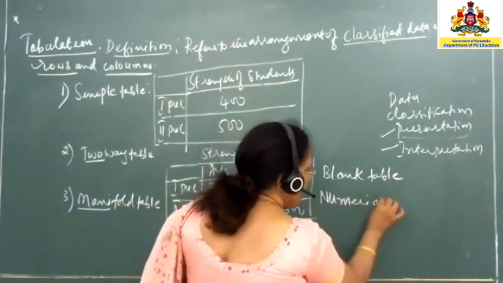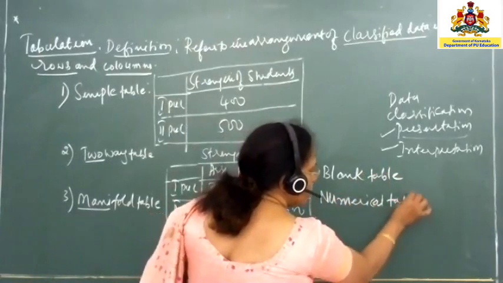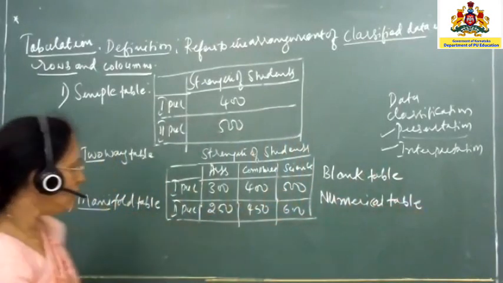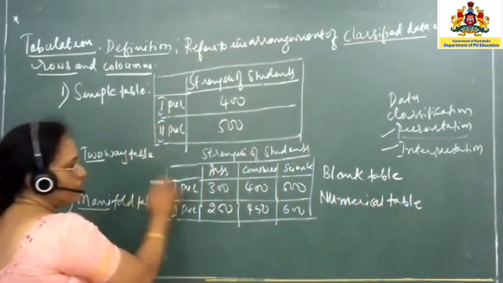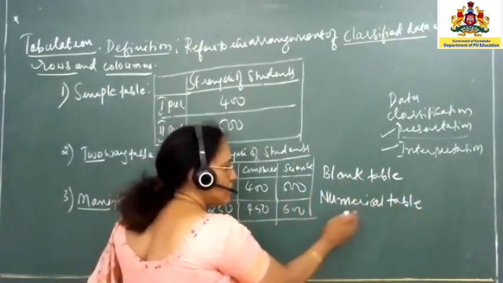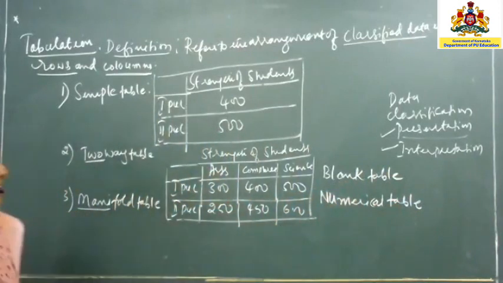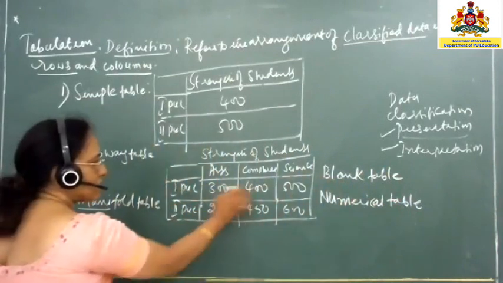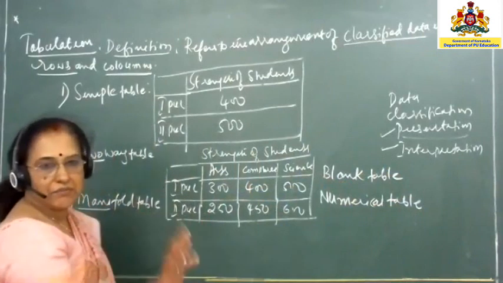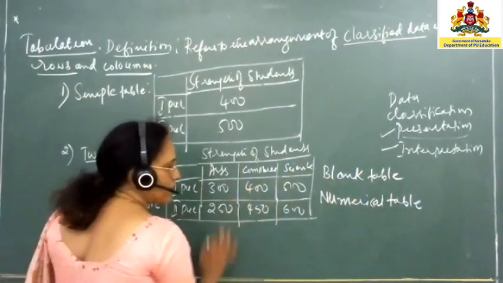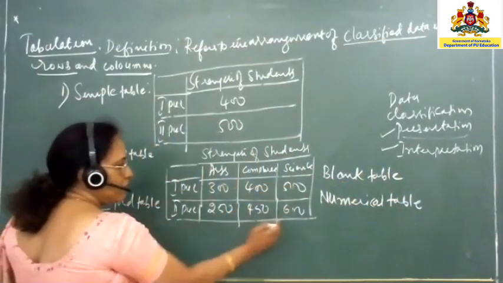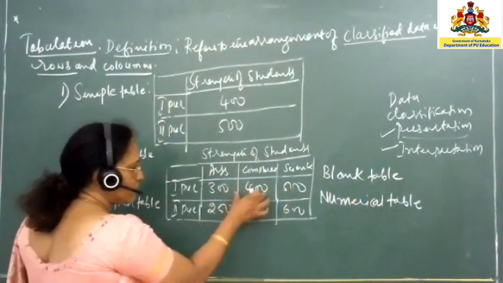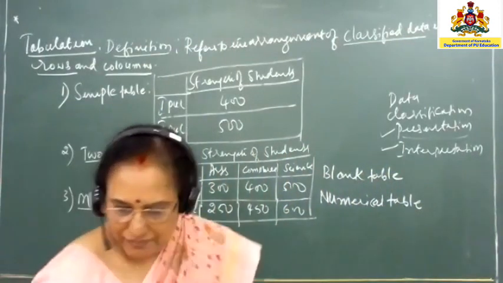Okay, now you do have two types of table. So in manifold also and in two-way also you can have a blank table and also you can have a numerical table. Now what is the difference between these two? In blank table there won't be any numbers like this. We will not have any numbers. If that is the case, it becomes a blank table. But in numerical table you will be having certain numbers. So this becomes now numerical table.